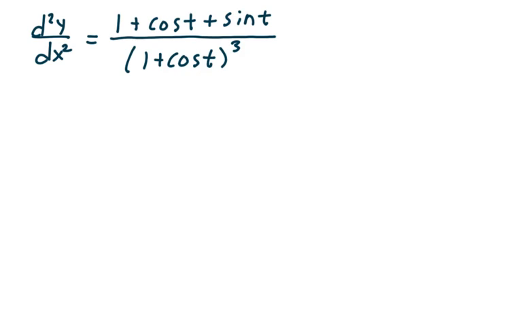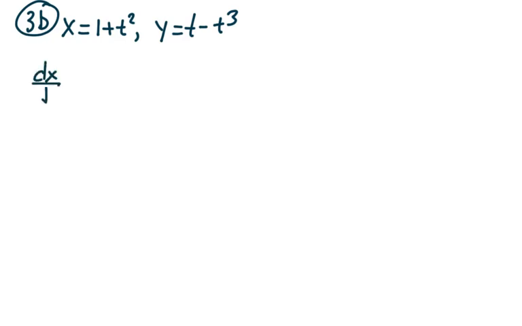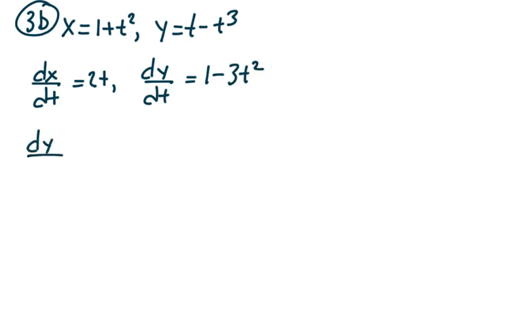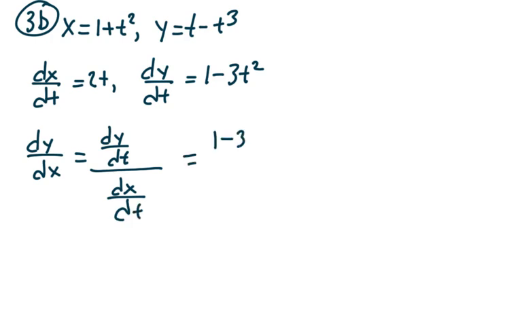Now, let's take a look at 3b. And we'll come over here. On 3b, we have x equals 1 plus t squared, y equals t minus t cubed, and we're going to do the same thing. dx/dt is 2t. dy/dt is 1 minus 3t squared. So dy/dx is dy/dt divided by dx/dt, okay? And so this is 1 minus 3t squared divided by 2t.